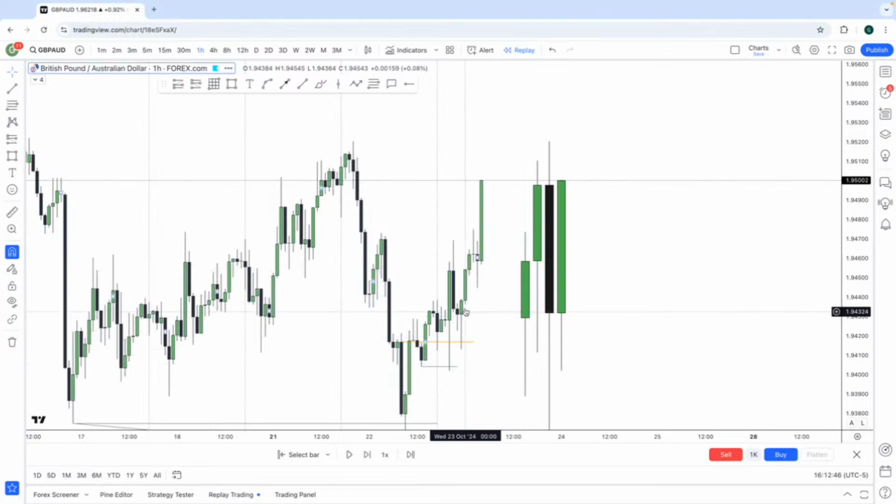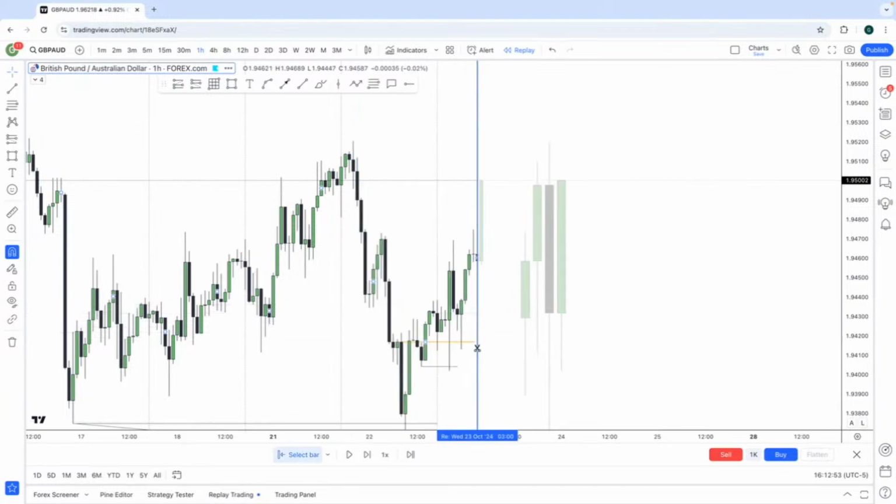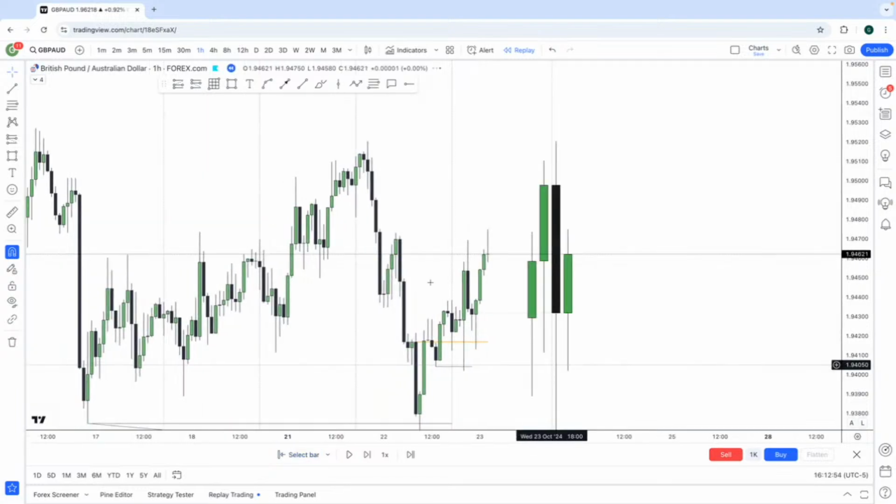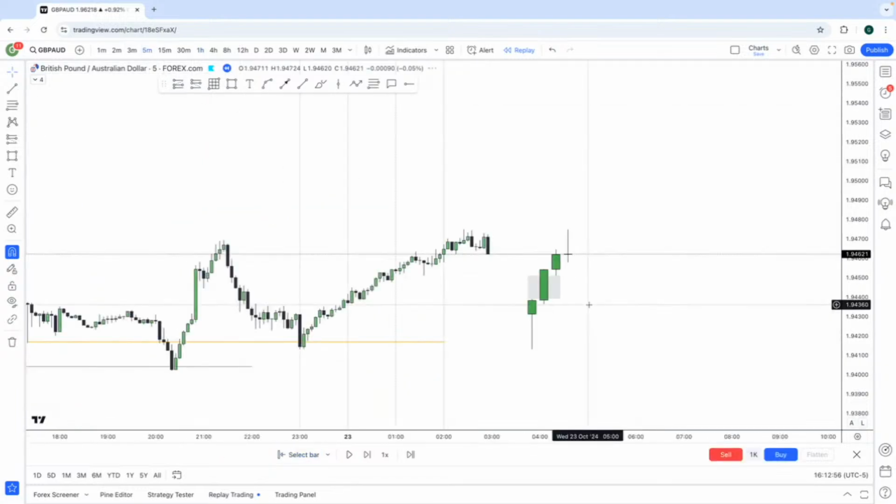Maybe there's a model here, right? We have this opposing candle. Price comes into here, prints a reversal candle. But there's not much of a wick, so I kind of doubt there is. But we'll check.